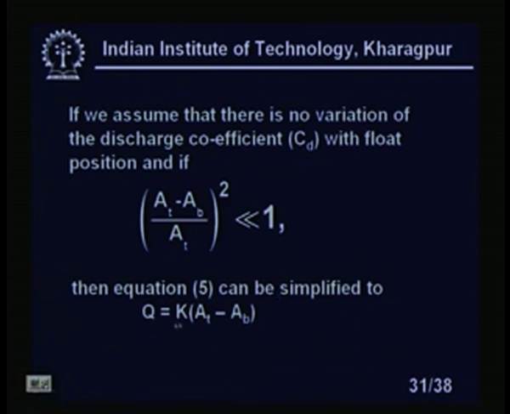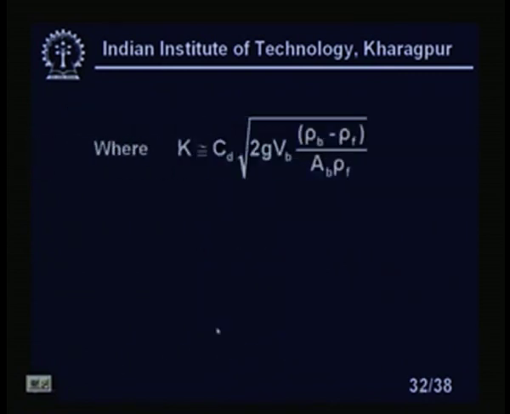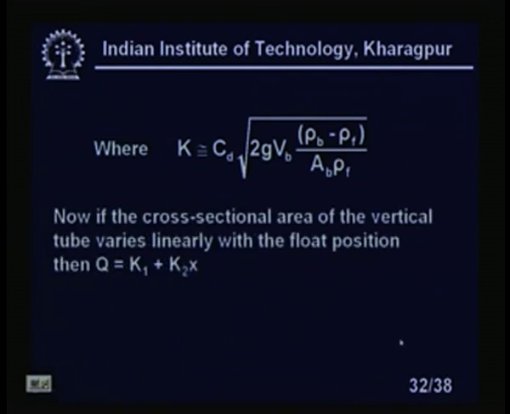So, the volumetric flow rate is Q equal to K (AT minus AB), where K is equal to CD times the square root of 2g VB (rho B minus rho F) upon AB rho F. This is our constant K. Now, if the cross-sectional area of the vertical tube varies linearly with the float position, then I can write the volume flow rate as Q equal to K1 plus K2 x, where K1 and K2 are constants and x is the position of the float, or bob.